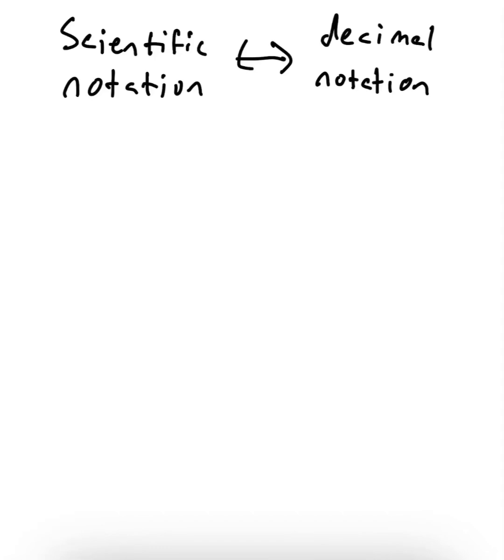In this video, we'll be converting from scientific notation to decimal notation, and from decimal notation back to scientific notation. We do this by multiplying our significant figures by 10 raised to either a positive or negative power.